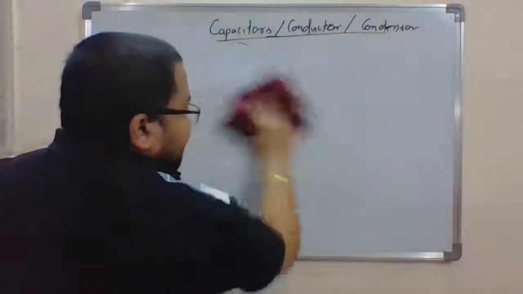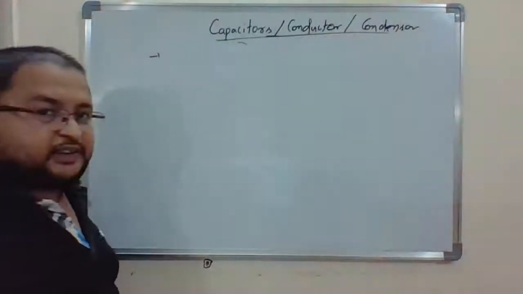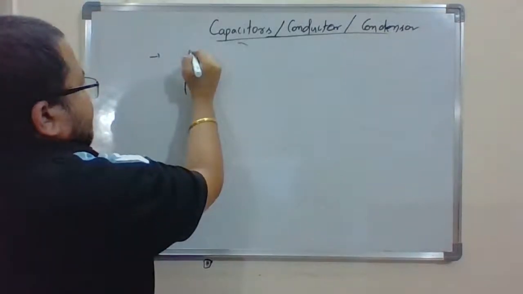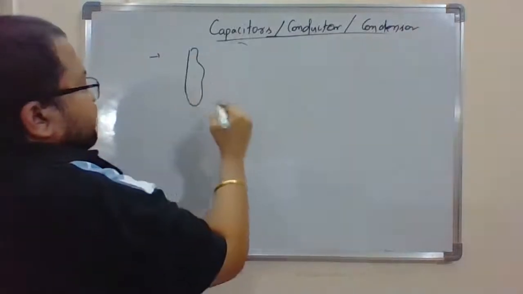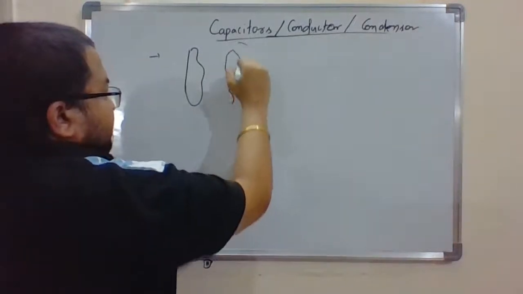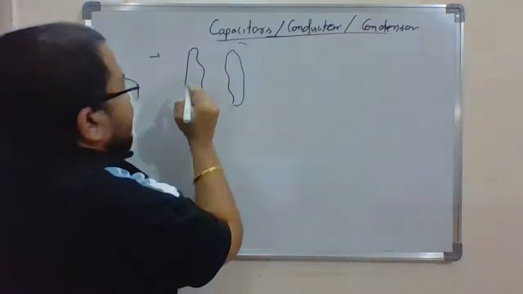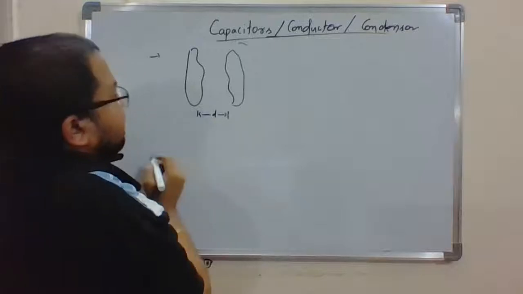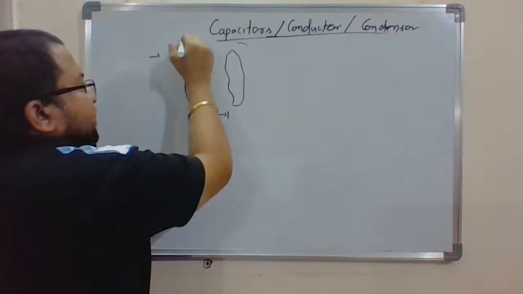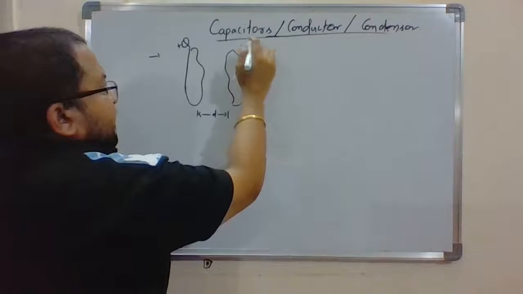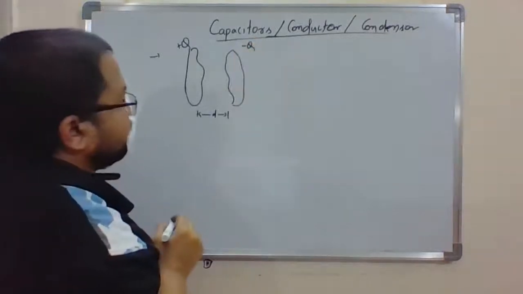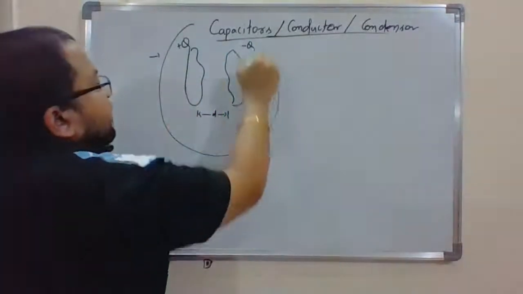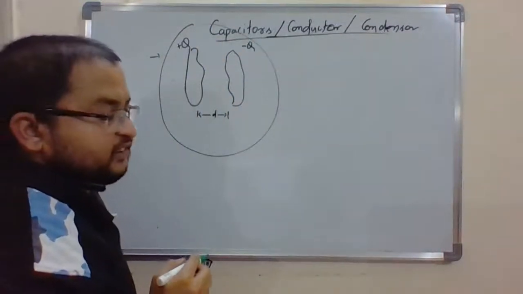The definition says that a capacitor is created by placing two conductors of any shape. Suppose this is one plate, this is another plate. When two plates are separated by a small distance d, one is given a charge plus q, another is given the charge minus q, right? This arrangement is called a capacitor.